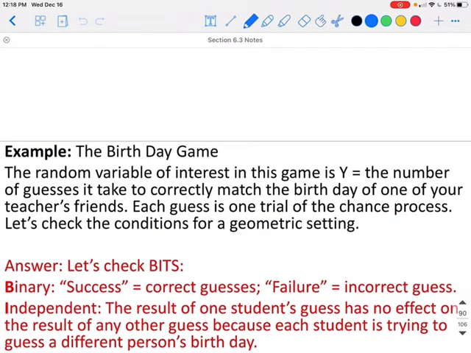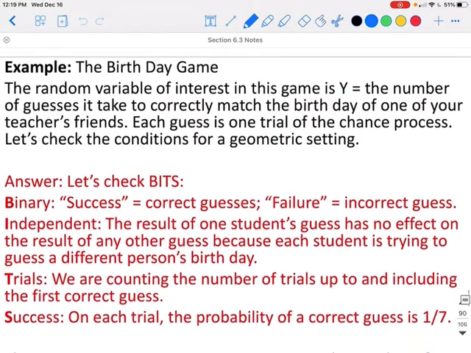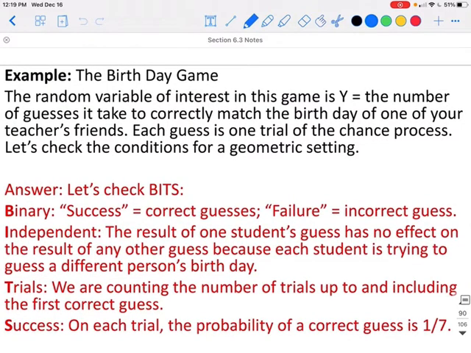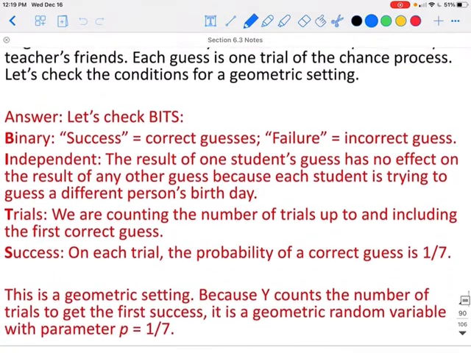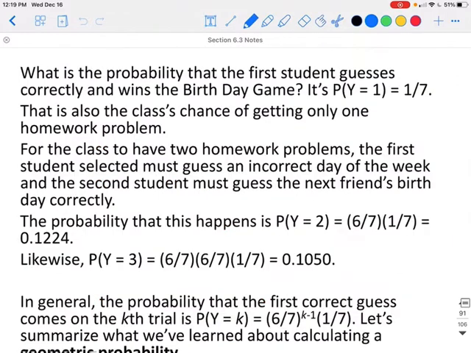Now, each student's guess is independent. It is not influenced by the guess before them. So these are independent trials. We are counting the number of trials up to and including the first correct guess. So the T portion, the trials, is met. And for the S, success, on each trial, the probability of correctly guessing the day of the week on which one of your teacher's friends was born is 1 out of 7. This is a geometric setting because y counts the number of trials to get the first success. It is a geometric random variable with a parameter of p equals 1 out of 7.